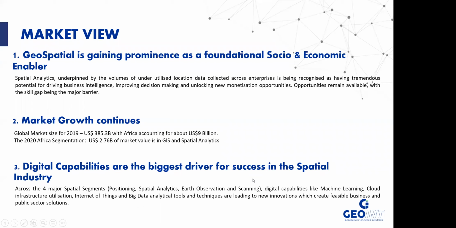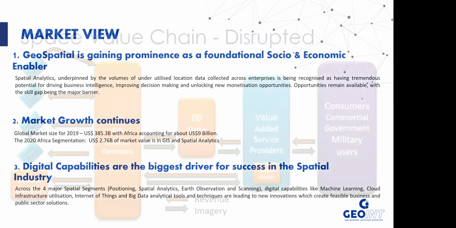Now, the biggest driver for success in the spatial industry is actually digital capabilities. When we look at these four major spatial segments, which are spatial analytics, Earth observation, 3D scanning, and positioning, which encompasses things like autonomous driving and telematics, digital capabilities like machine learning, cloud infrastructure utilization, IoT, and big data are all leading to new innovations, which makes feasible business solutions much more possible.